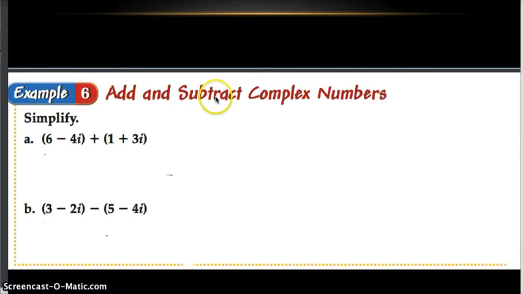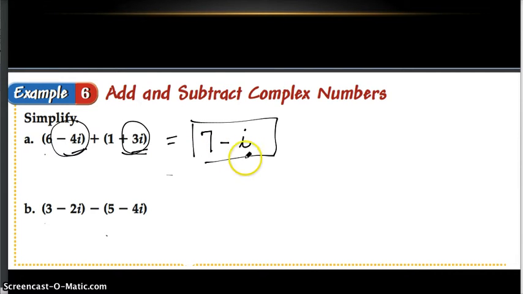We're going to add and subtract complex numbers. Now, the cool thing about adding and subtracting complex numbers is that it's easy. In this case, we're going to treat i like a variable, and we're just going to join like terms together. 6 plus 1 is going to give me 7, and then minus 4i plus a positive 3i, that's literally what we're doing, is going to end up giving me a minus i, right? A minus 1i, and that's it. So the trick to this is treating it just like you would if you had 6 minus 4x plus 1 plus 3x. Exactly the same idea.